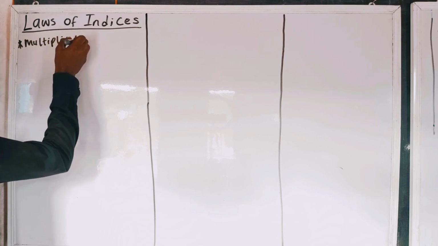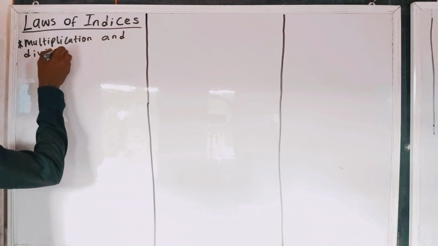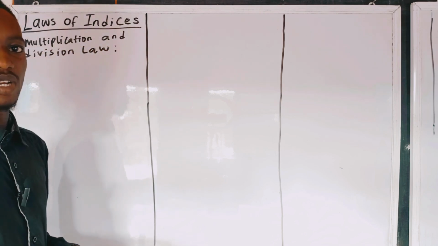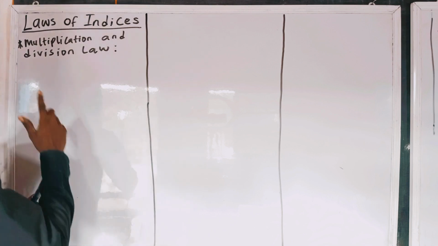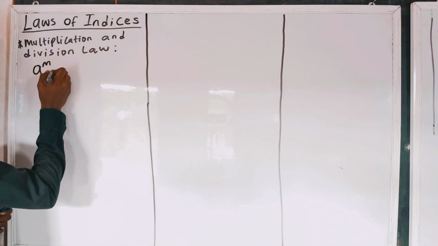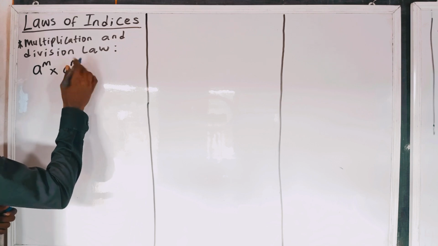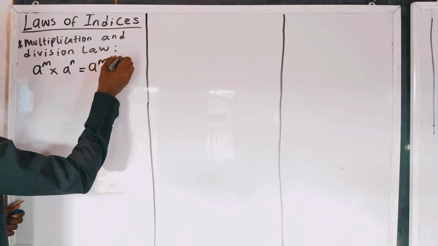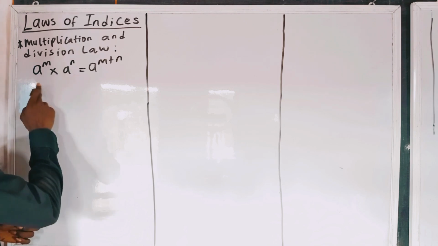Multiplication and division law. So we'll start with the multiplication and division law. Now, what does this law state? For multiplication first, it says that when we have a to the power of m, for example, times a to the power of n, it will give us a to the power of m plus n. It means that when you have two numbers or two letters that have the same base.